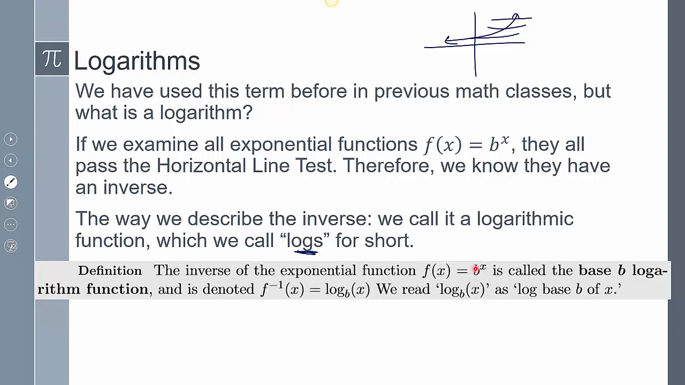Now, if this said base 4, like 4 to the x, and this was base 3, even though logs and exponents have those quote-unquote inverse properties of each other, they're not direct inverses of each other. So just be aware of that. For them to be the direct inverses of each other, these have to be the same.